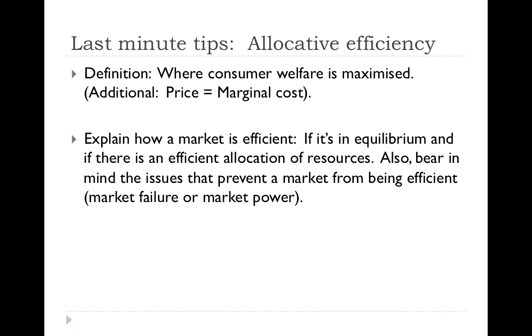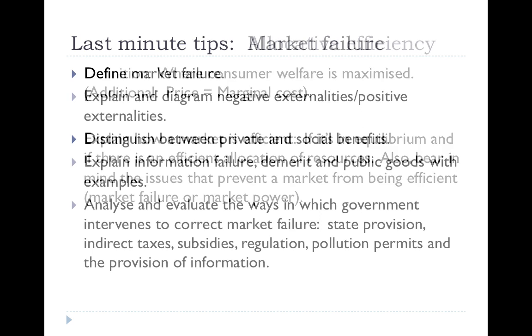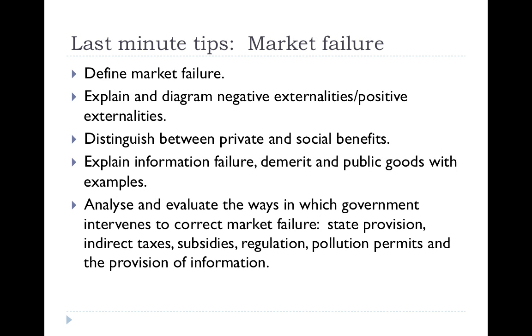Allocative efficiency, where price equals marginal cost, where consumer welfare is maximized. And then talk about what makes an efficient market. It's got to be at equilibrium, there's an efficient allocation of resources, and think about what prevents a market from reaching equilibrium and being efficient, and maximizing welfare. That is when there's market failure, a firm can exercise market power. All right, be able to define it. This you've probably done to death, so I'm just going to leave this slide up.